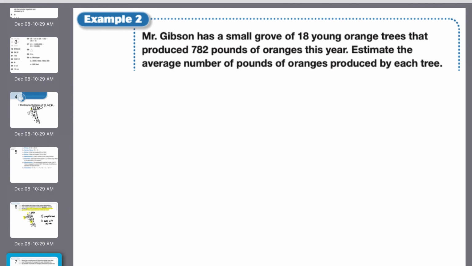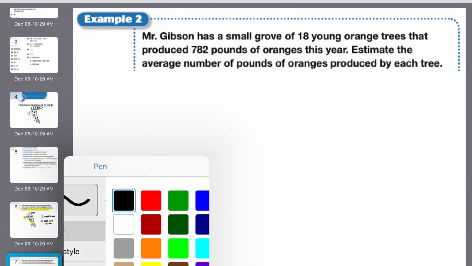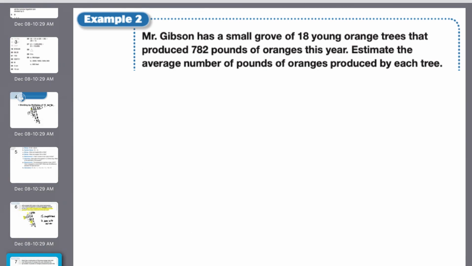Mr. Gibson has a small grove of 18 young orange trees that produced 782 pounds of oranges this year. Estimate the average number of pounds of oranges produced by each tree. So we have 782 pounds. We have 18 young orange trees. And it wants me to estimate the amount of pounds each orange tree produced.